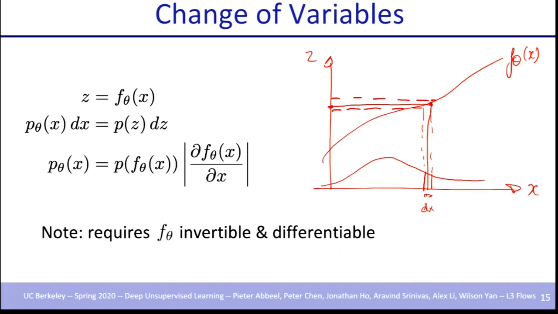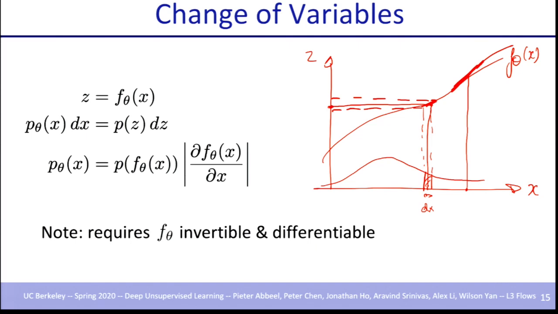Well, it's going to have to be the same mass as lives over here. So whatever probability mass is there has to live over here. Let me draw it a little more explicitly. This one is roughly sloped at about 1, so it's not the most interesting case. Let's find a different one. Let's say it's much more steeply sloped, and we go from an interval here to here, a very steeply sloped part of f.